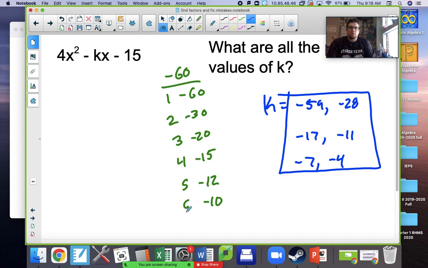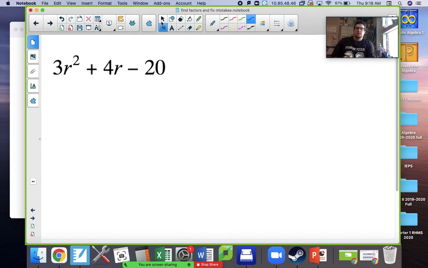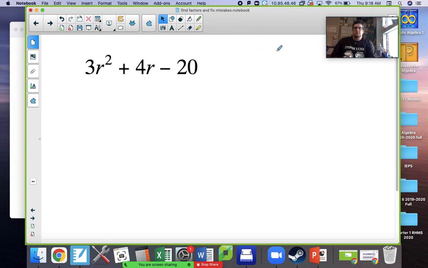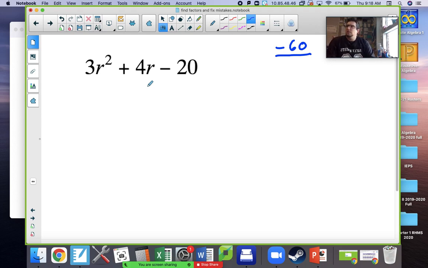But it could take a while, especially in some of our cases where the factors could be like 18 times 15. It would take you 15 tries if we do it in order. So there's a few ways we can do it that go faster. Take this one, for example. 3 times negative 20 is negative 60. We just made a list for it on the last page, but we're going to kind of approach it differently.